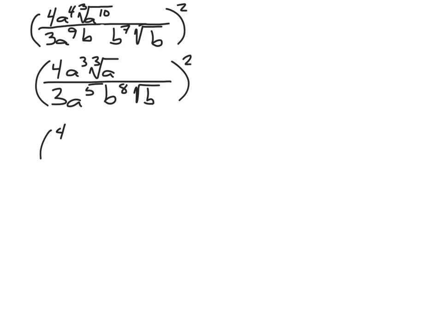That's going to be 4 cube root of a over 3a squared, b to the 8th, square root of b. Okay, good. All right, we're getting there.